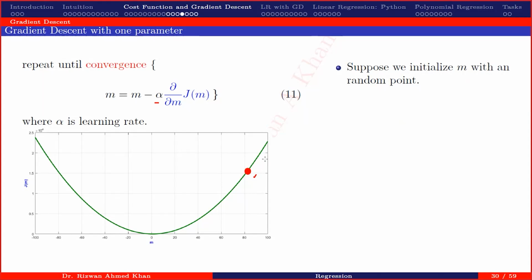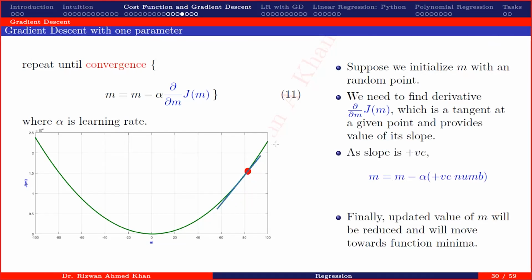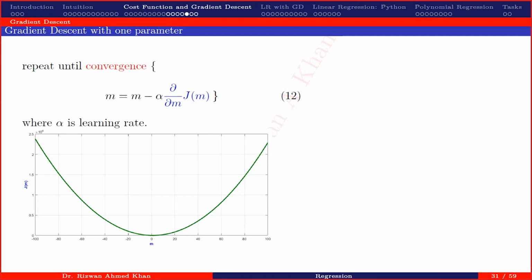When you take a derivative, the derivative would be positive because this is the derivative of this line. As the derivative is positive, m equals m minus alpha into some positive number. So it means that the value of m has to reduce in order to move in this direction, because right now m is somewhere over here and it has to decrease its value to reach the minimum value. So this is what the gradient is directing or telling the algorithm what to do.